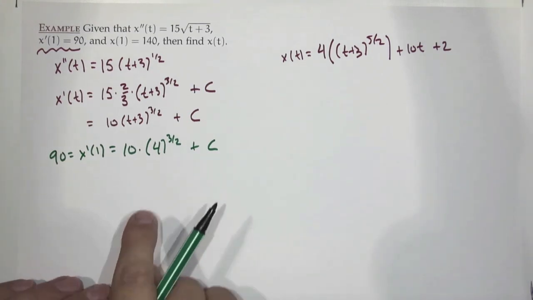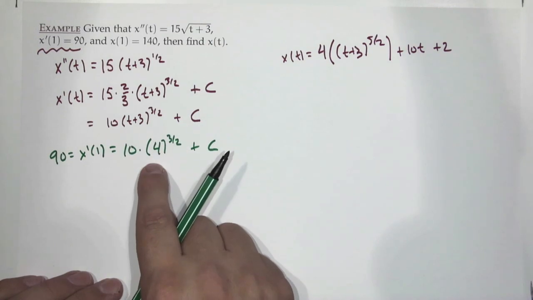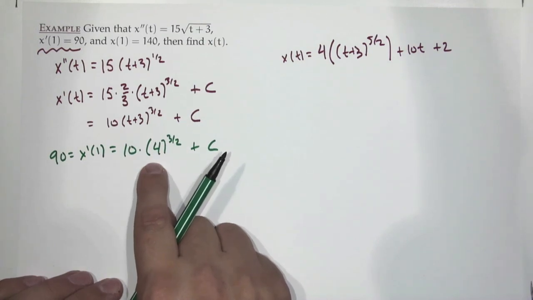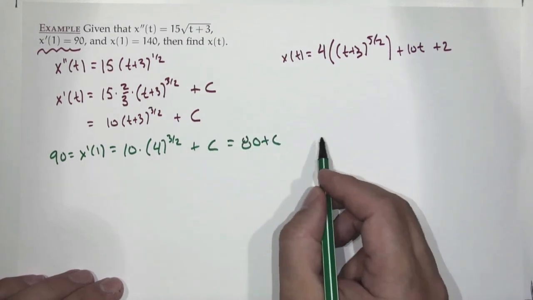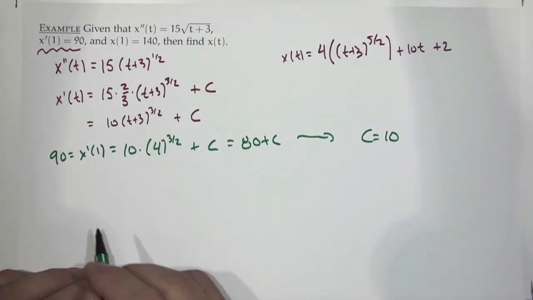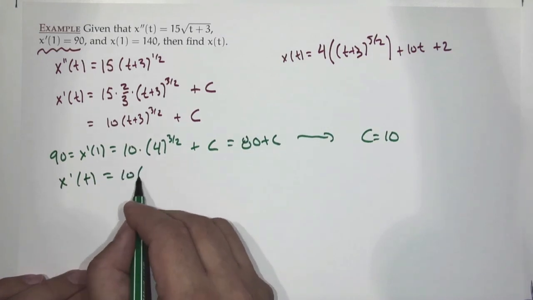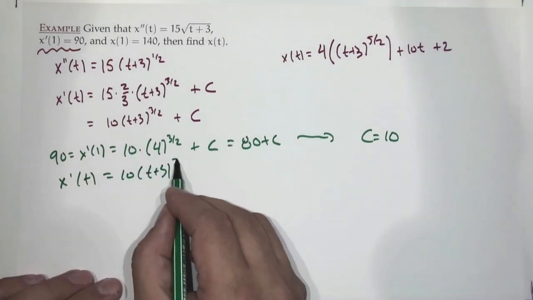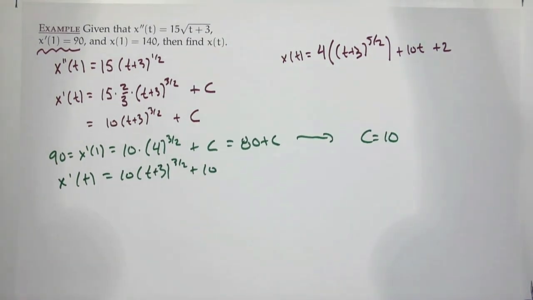Now, that's the hard way to do it. We'd really say, oh, 4 to the 3/2 is like 4 to the 1/2, which is 2, and then 2 cubed is 8. So it's 80 plus c. So what does that tell us about c? c is 10. So now we update. Aha! x prime of t is 10, t plus 3 to the 3 halves, and then plus another 10.